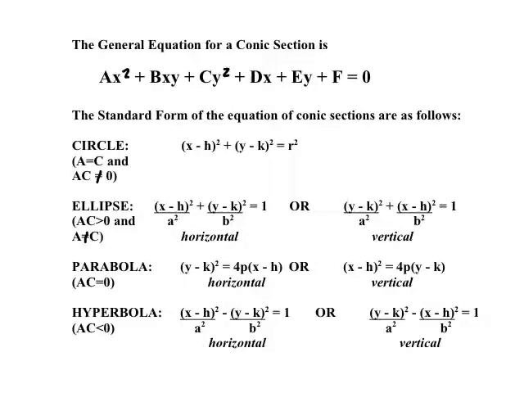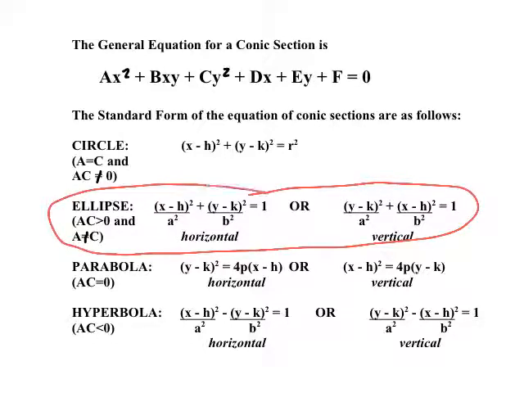Okay, so today we're going to talk about the ellipse, which is right here. And we can have a horizontal ellipse. So an ellipse is like an elongated circle. So a horizontal ellipse will look like this, and a vertical ellipse will look like this. It's just its alignment in the coordinate plane.